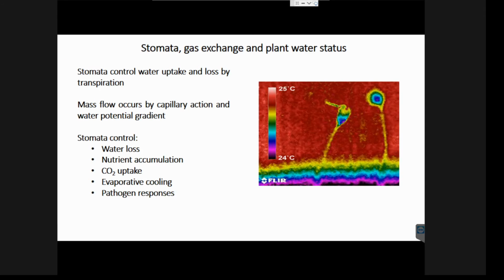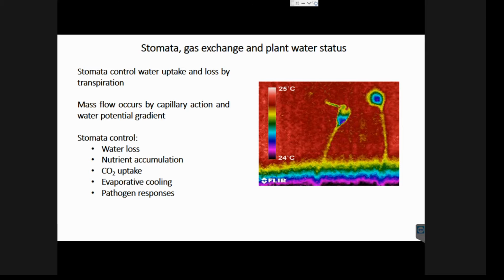As you probably all know, stomata control water uptake and water loss by transpiration, and this largely occurs through mass flow. You see in this picture an infrared thermal image of a moss spore capsule, and this is the moss gametophyte. The cooler area in the moss capsule is where the moss has its stomata.